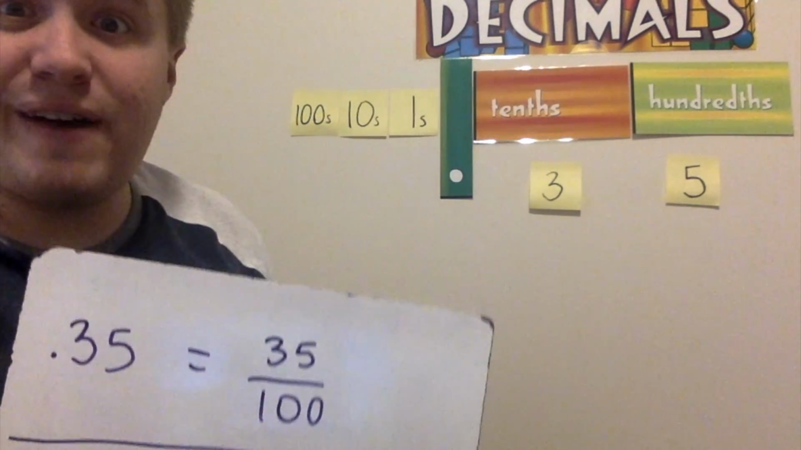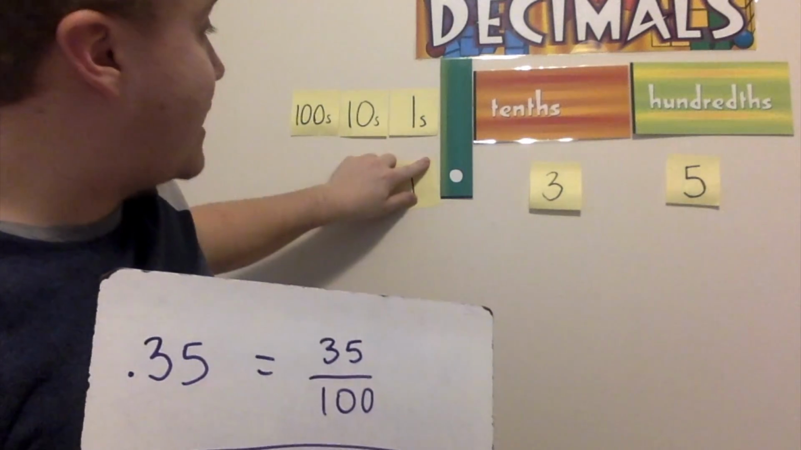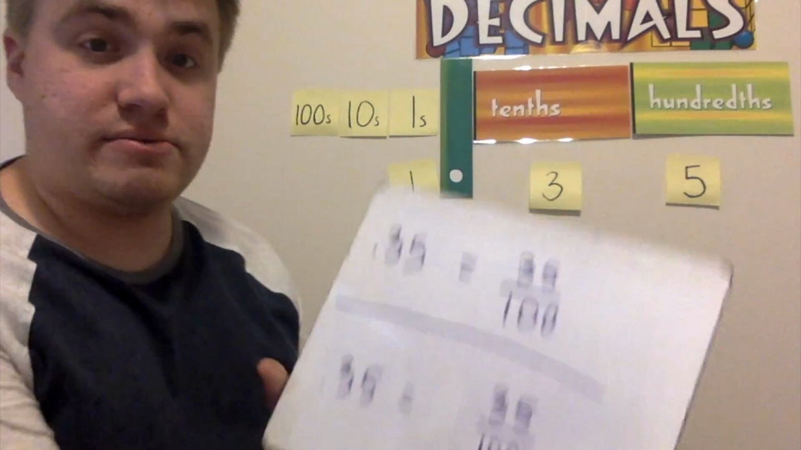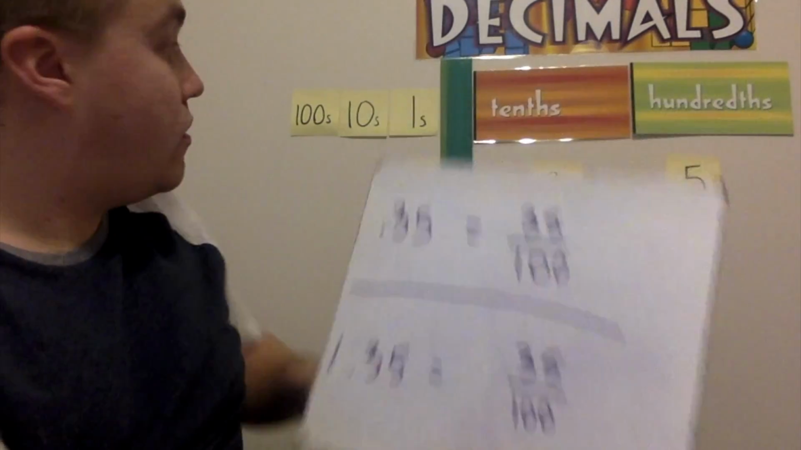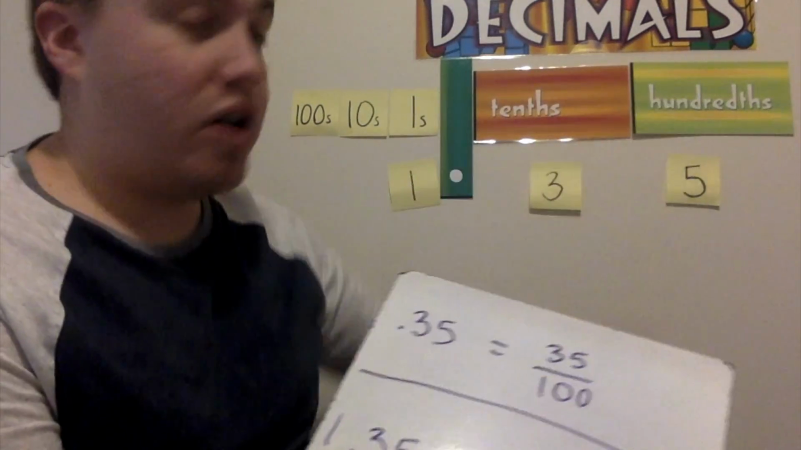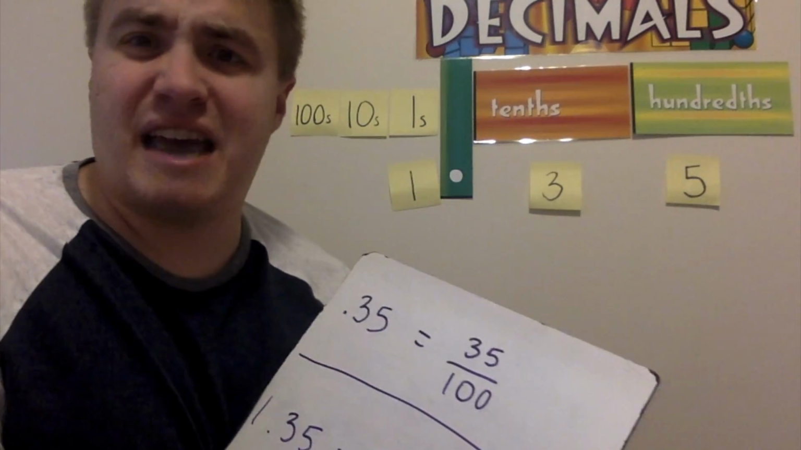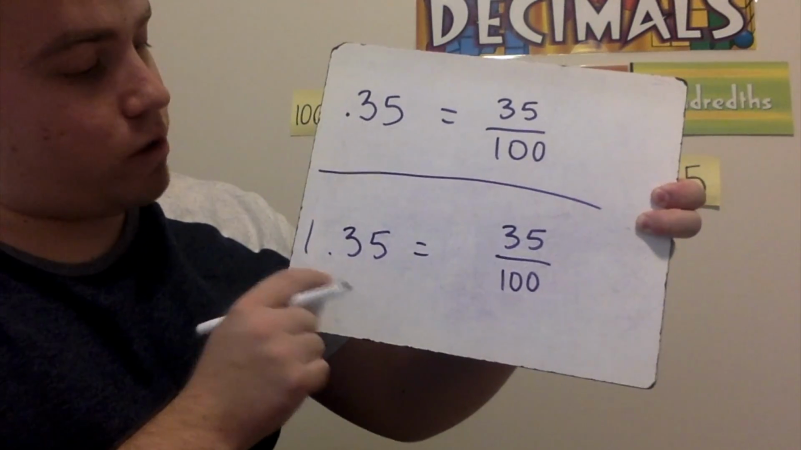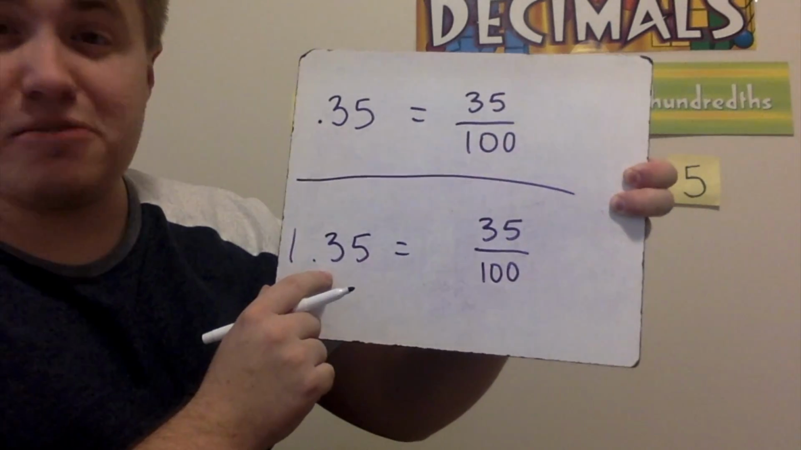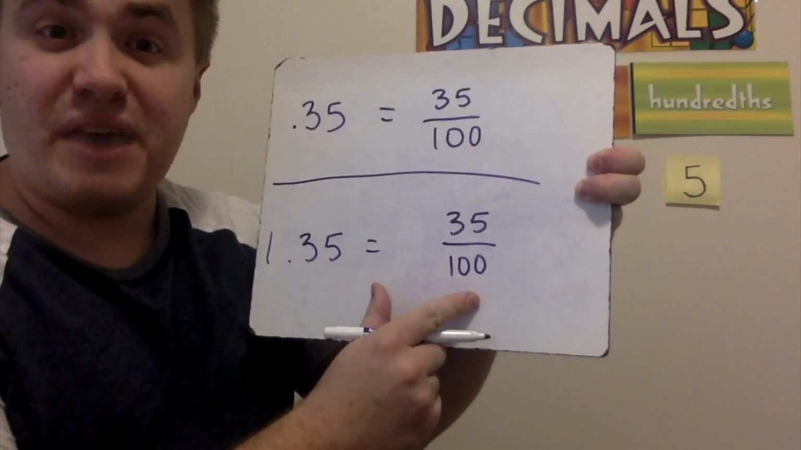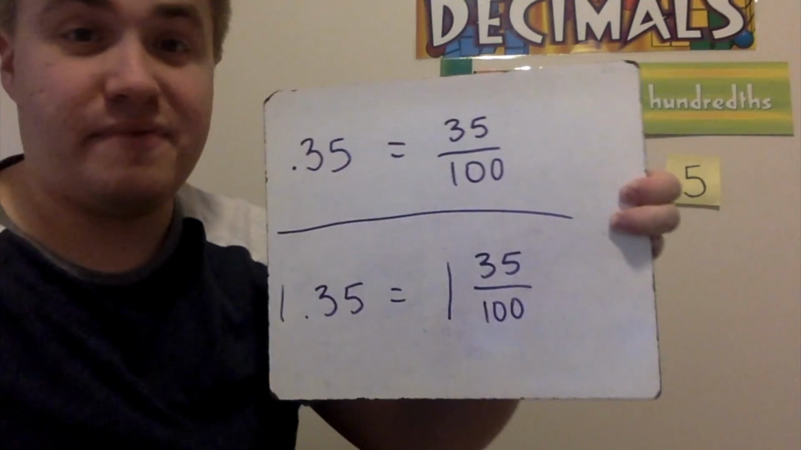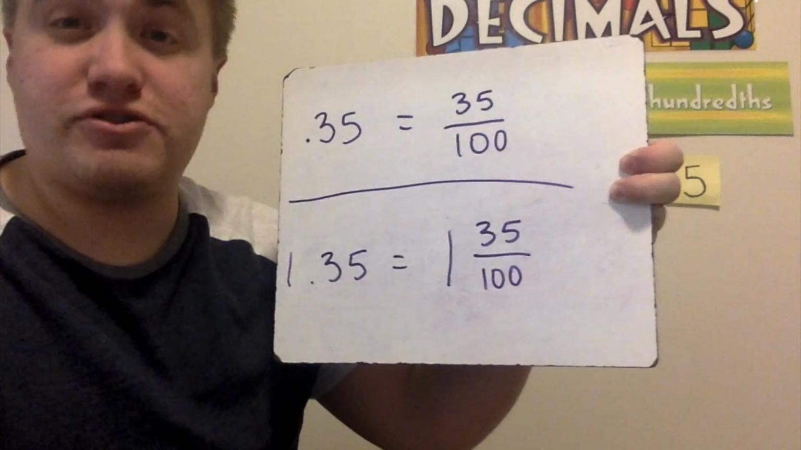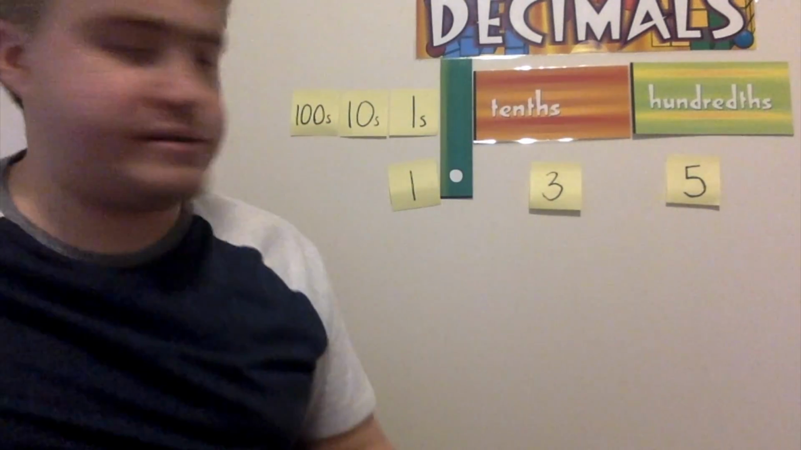But what if I add that 1 right back up there in the ones place, okay? Just like I'm going to add the 1 right in front of the decimal here. 1 and 35 hundredths. How could I write that as a fraction? Well, I added the 1 in front of my decimal here. I'm just simply going to add the 1 in front of my fraction over here. So I would get 1 and 35 over 100. All right?